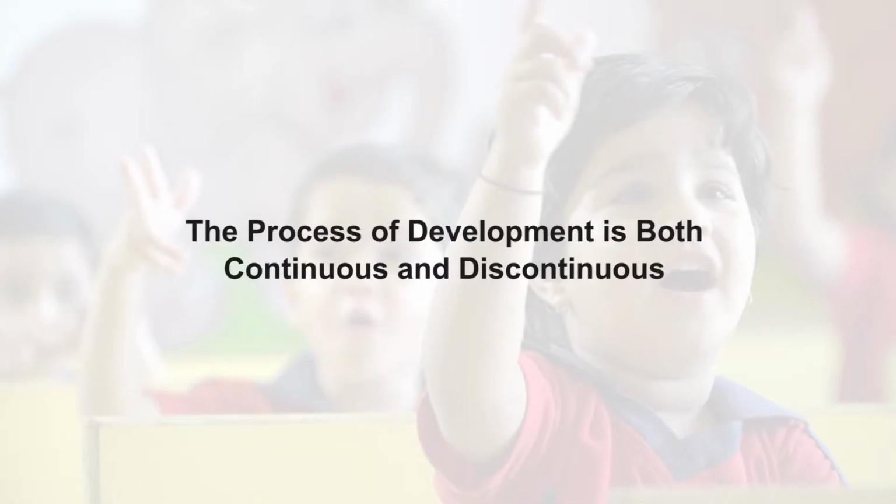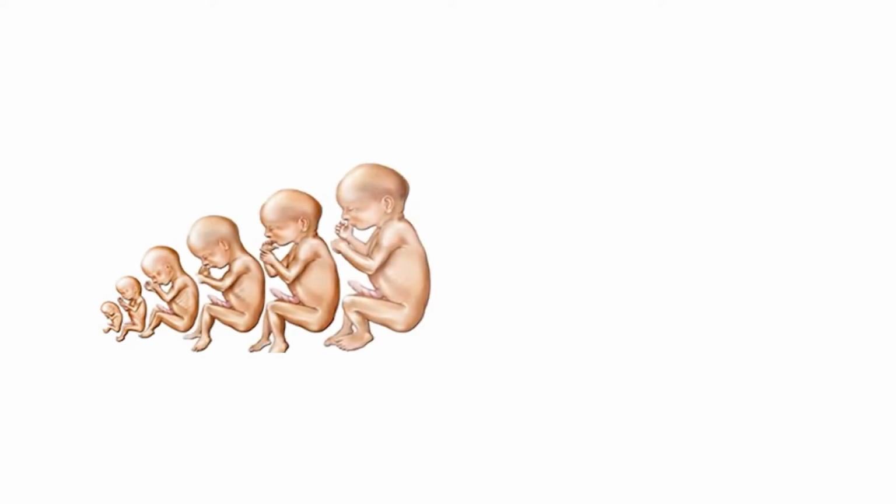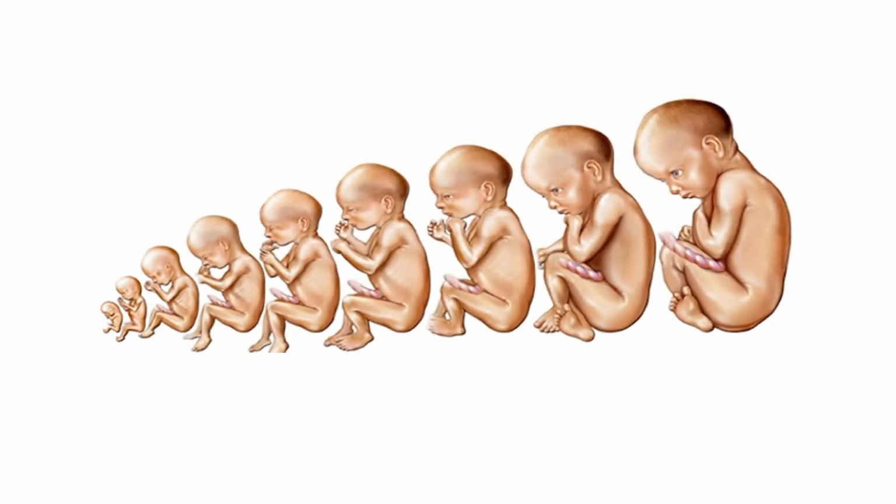The first principle is that the process of development is both continuous and discontinuous. The process of development starts at the time of conception and proceeds either at a slow or a rapid rate till the organism matures. As I already told you, development is a non-stop process. Specific acquisitions of features or skills could be seen as a sudden process and certain others develop gradually.